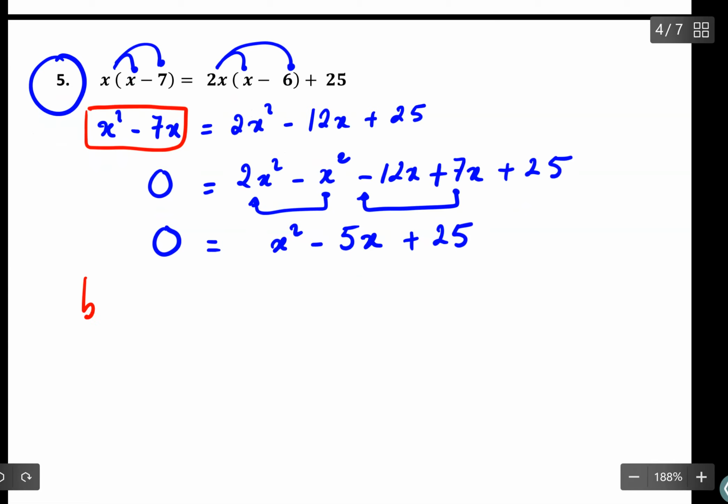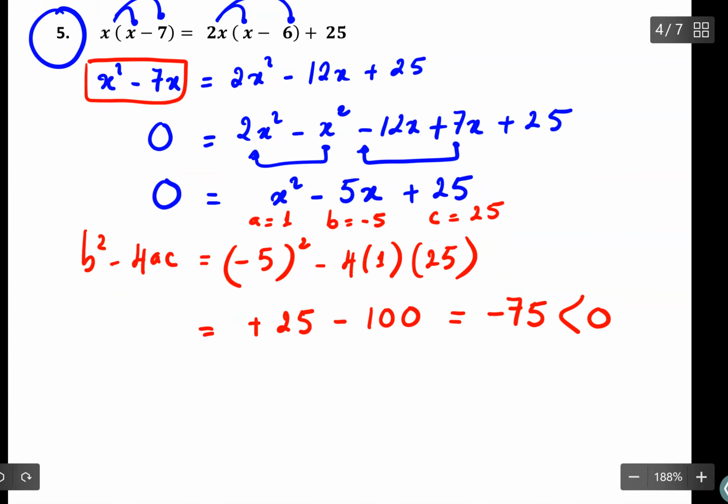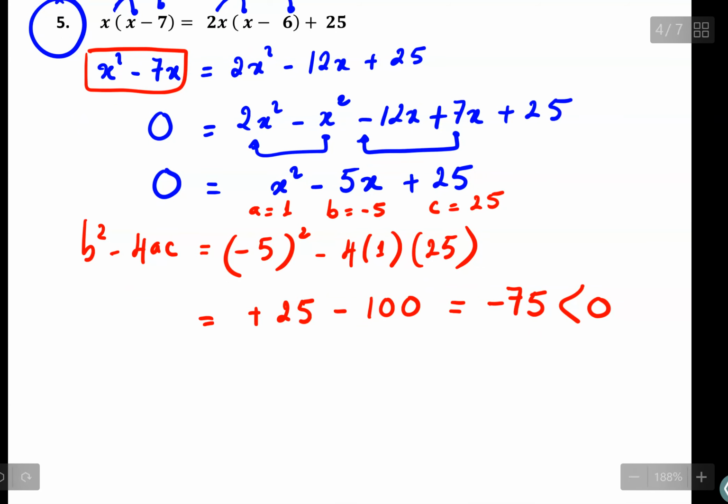So let's work with b squared minus 4ac to see what type of solution we are going to have. So here a equals 1, b equals negative 5, c equals 25. So b squared would be the entire minus 5, all of it squared, minus 4 times 1 times 25. So in this case, I have positive 25, subtract 100, so I end up with negative 75, which is less than 0. So therefore, I have complex solutions.